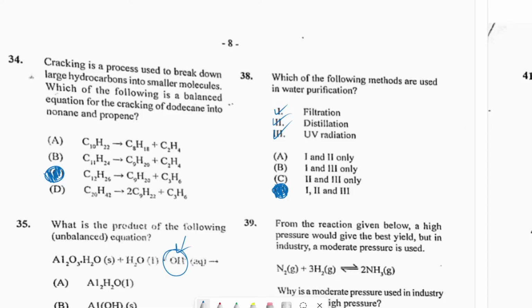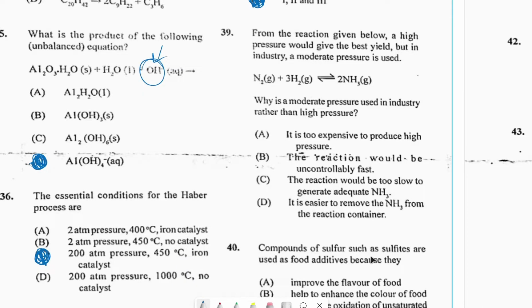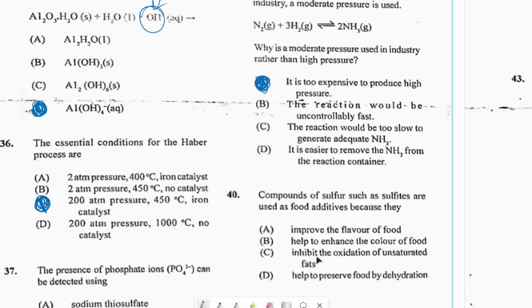Oh, this is nice. From the reaction given below, a high pressure would give the best yield, but in industry a moderate pressure is used. Why is moderate pressure used in industry rather than high pressure? It's too expensive. Read the rest, don't be lazy. The reaction would be uncontrollably fast. Not necessarily. The reaction would be too slow, that's not it.